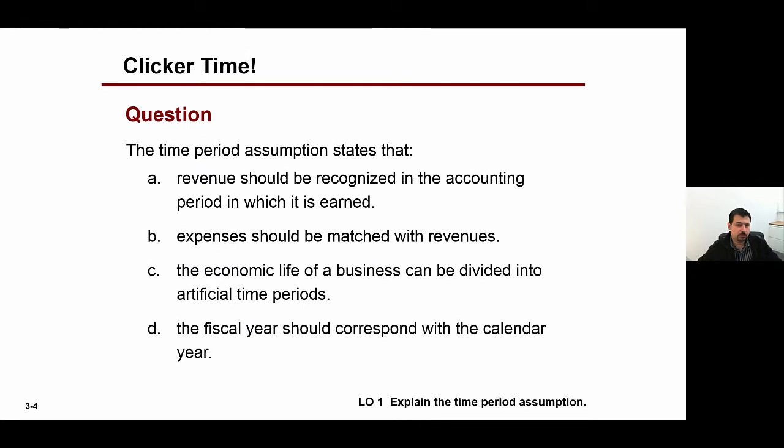So, for example, the time period assumption states that revenue should be recognized in the accounting period in which it is earned. Expenses should be matched with revenues. The economic life of a business can be divided into artificial time periods. The fiscal year should correspond with the calendar year. Well, we know that the first doesn't talk about the revenues or the expenses. The time period assumption is actually C, because D is false, because fiscal years don't always have to correspond with the calendar year.